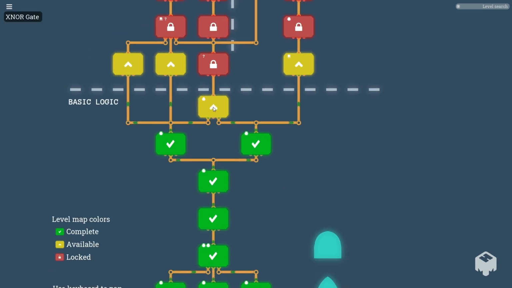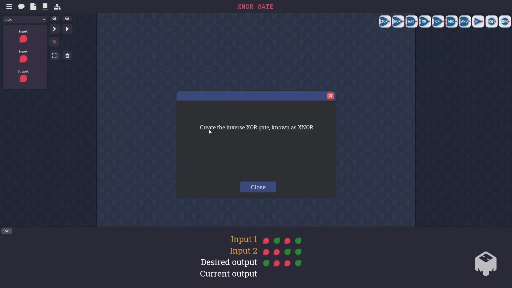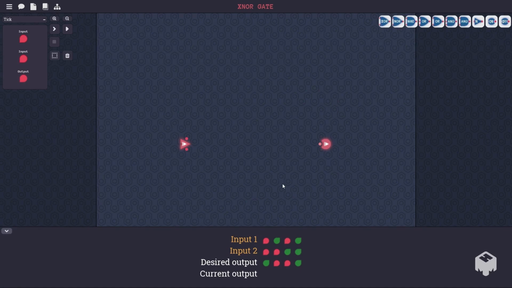Right, last lesson of today, we're doing the XNOR gate. Create the inverse XOR gate, known as the XNOR gate. This should be easy. All we have to do is get an XOR gate, and then get a NOT gate. Connect the wires together. And this should be right. So, let's run it and see if it matches the truth table.